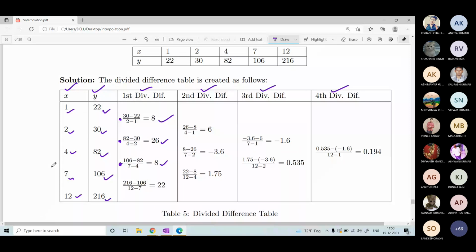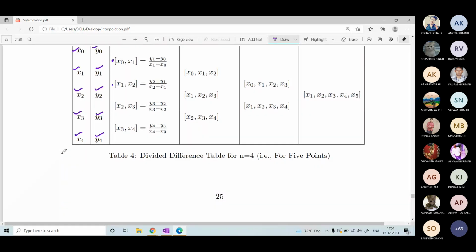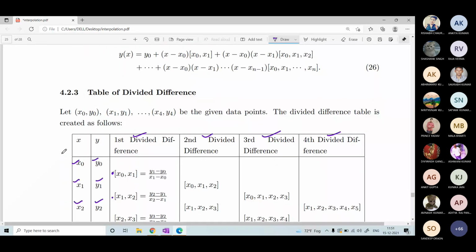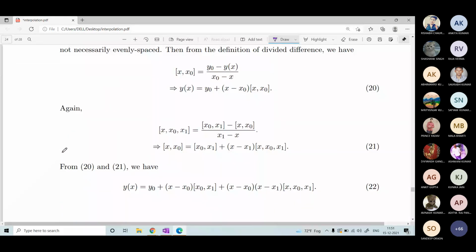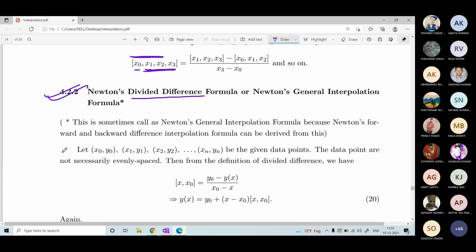Now let us see the derivation: how Newton's divided difference formula is used and how that formula is written. Suppose you are given n plus 1 data points, x0, y0, x1, y1, x2, y2 up to xn, yn. These are the data points which are given to you.